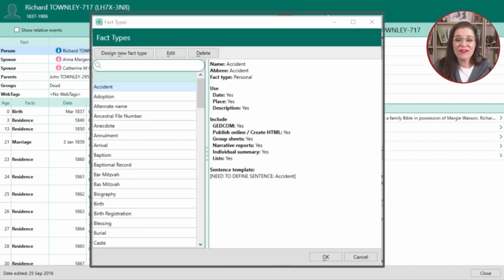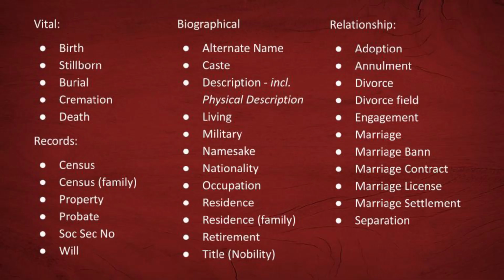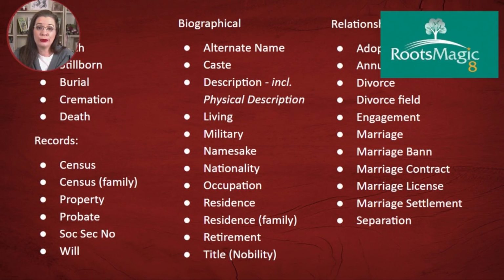RootsMagic will open the Fact Types window over the Edit Person window. Notice how RootsMagic has a list of predefined facts, but also a search box so that you can filter the list. That's actually a nice feature. On screen, you will notice a sampling of facts that RootsMagic has in every database for you to select.